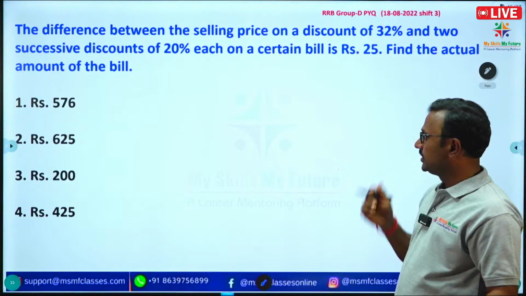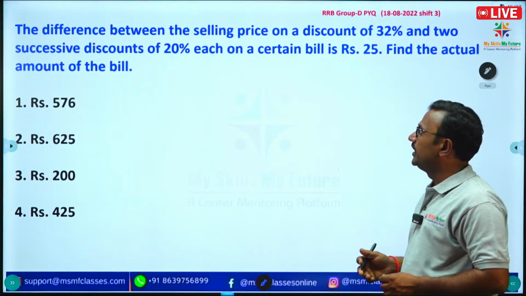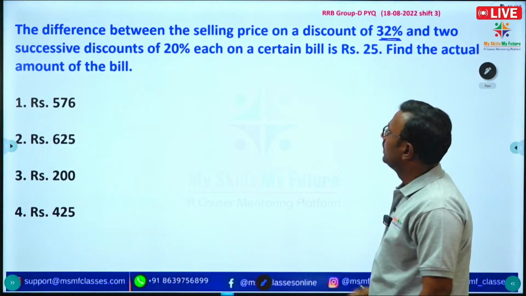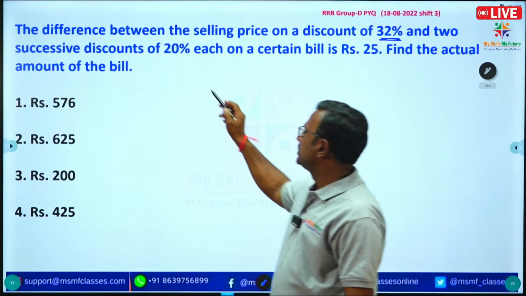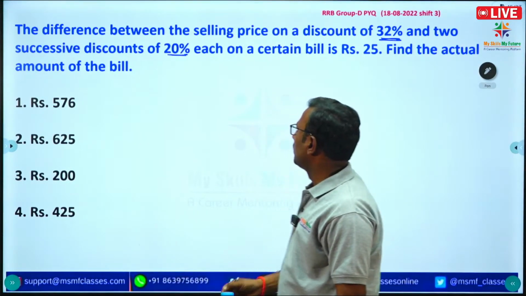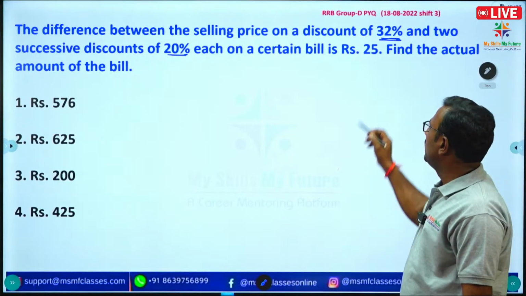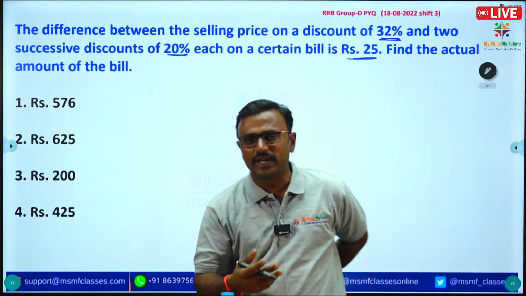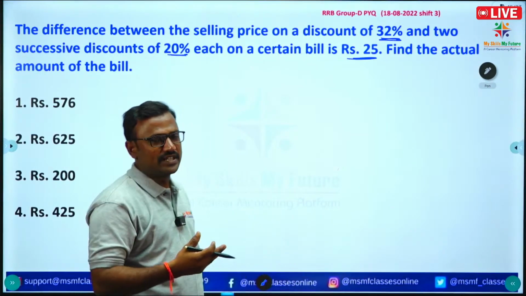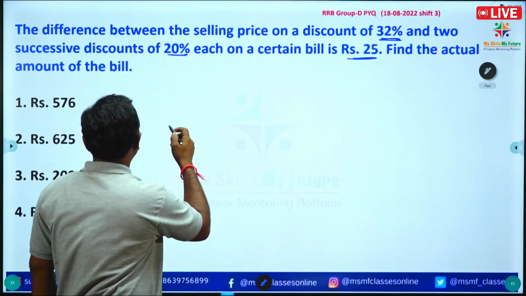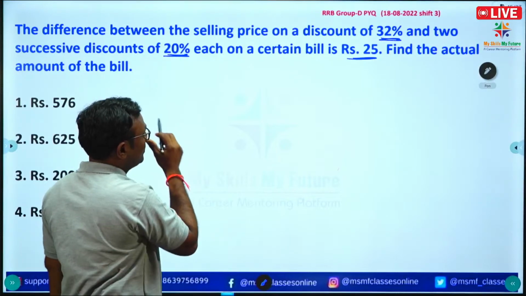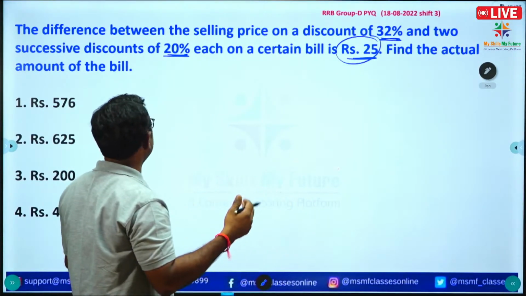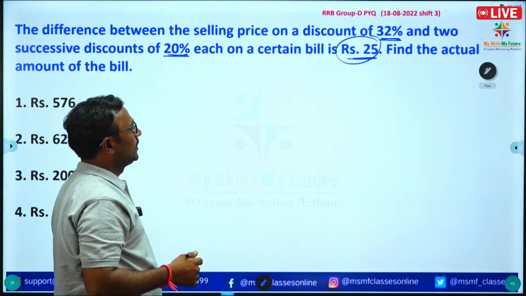Right, see the question here. The difference between the selling price on a discount of 32% and two successive discounts of 20% each on a certain bill is 25. So the difference between the selling price after giving a 32% discount and the successive discounts of 20% is 25. Find the actual price of the bill.